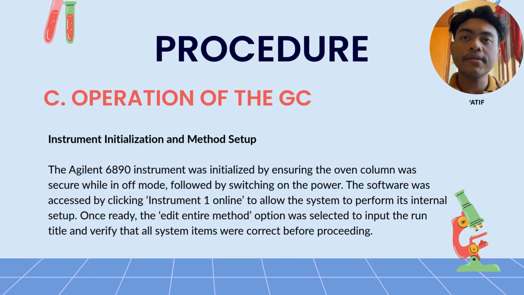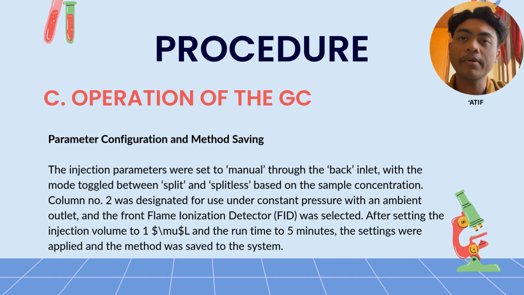The Agilent 6890 instrument was initialized by ensuring that the column was in off mode, followed by switching on the power. The software was accessed by clicking Instrument 1 Online to allow the system to perform its internal setup. Once ready, the Edit Entire Method option was selected to input the run title and verify that all the settings were correct before proceeding. The injection parameters were set to manual through the back end, with the mode toggled between split and splitless based on the sample concentration.